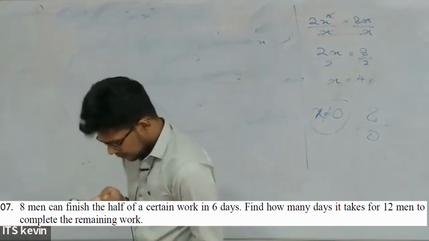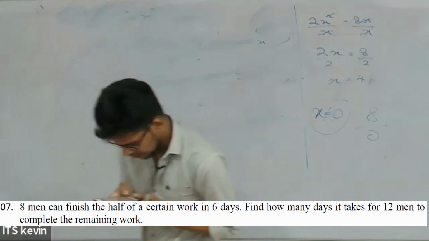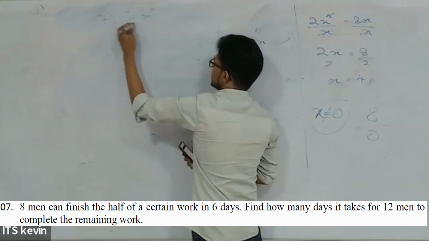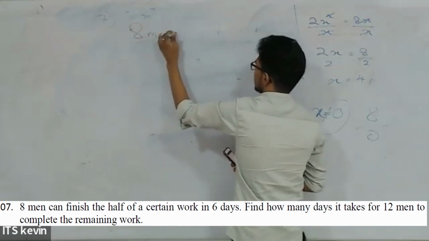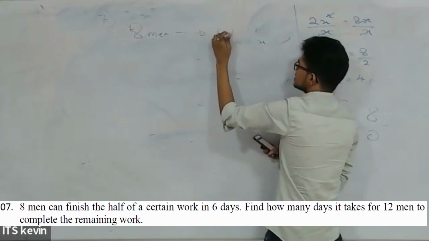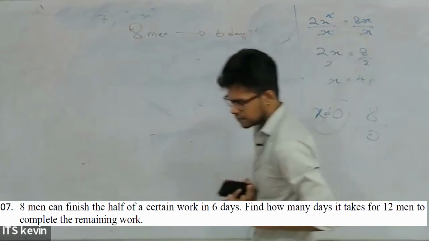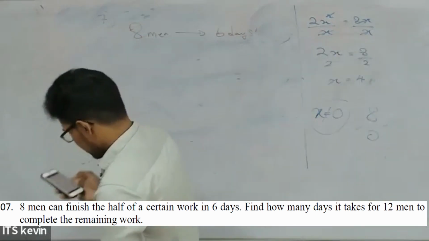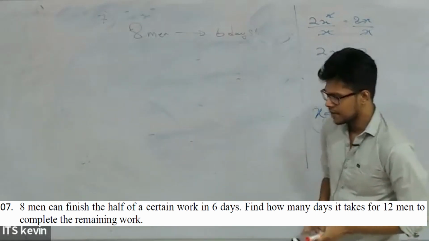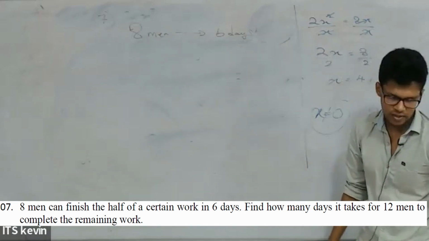So question number 7: 8 men can finish half of a certain work in 6 days. They are asking, find how many days it will take for 12 men to complete the remaining work. Okay, so half of the work they have done, right? That means the remaining work is also the same, right?